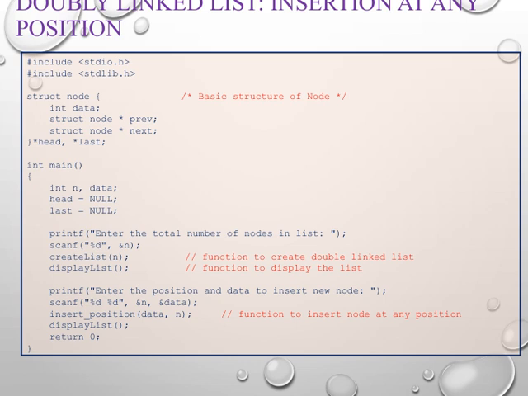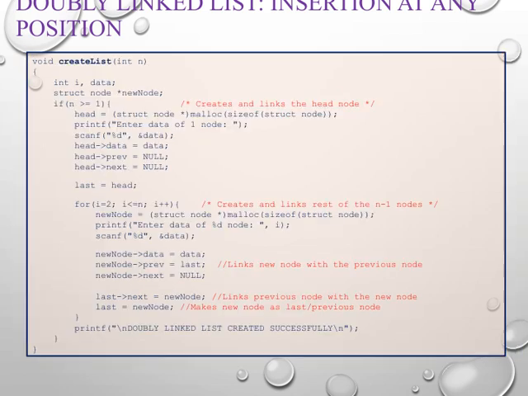This entire process highlights the power of doubly linked lists for dynamic data management, especially when we need to insert nodes at arbitrary positions. Let's walk through this code for creating a doubly linked list with insertion at any position. The function is called createList, and it takes an integer n, which represents the number of nodes we want to create. First, we declare some variables: i for iteration, data to store user input, and a pointer newNode for creating new nodes.